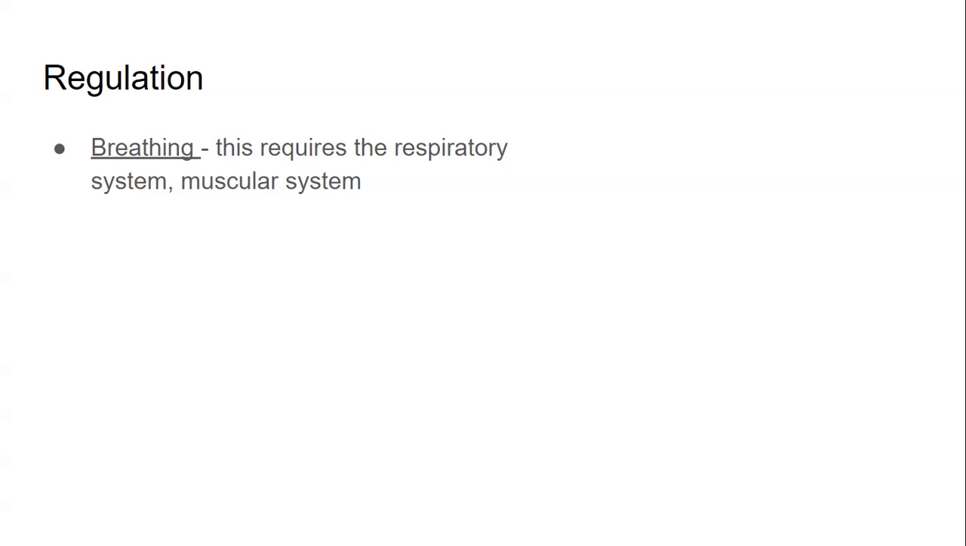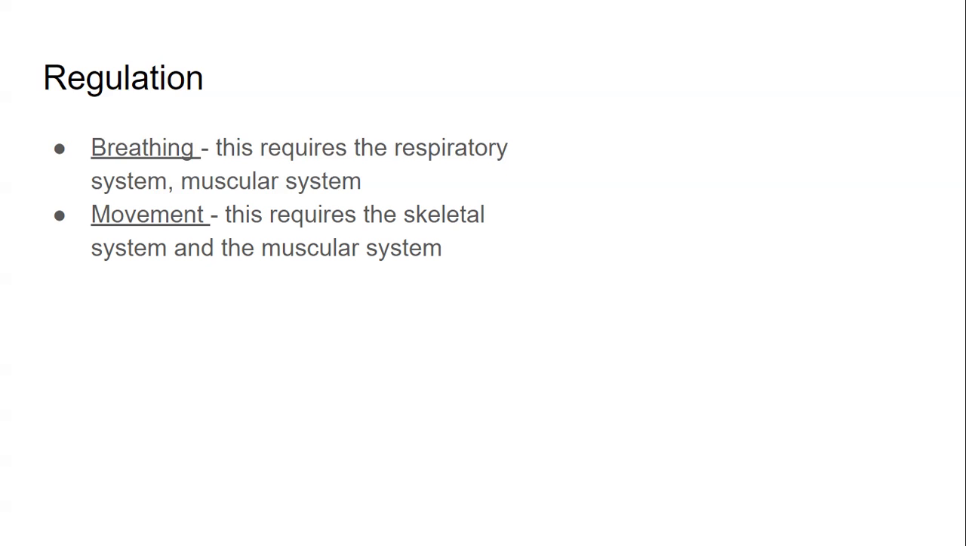So when you are breathing, you have the respiratory system being involved, which is your mouth, lungs, trachea, and stuff like that. But the muscular system is also involved through your diaphragm. So your diaphragm is just a muscle below your lungs that pushes your lungs up and allows them to push all of the air out. So this requires these two systems working together in order to be able to actually breathe.